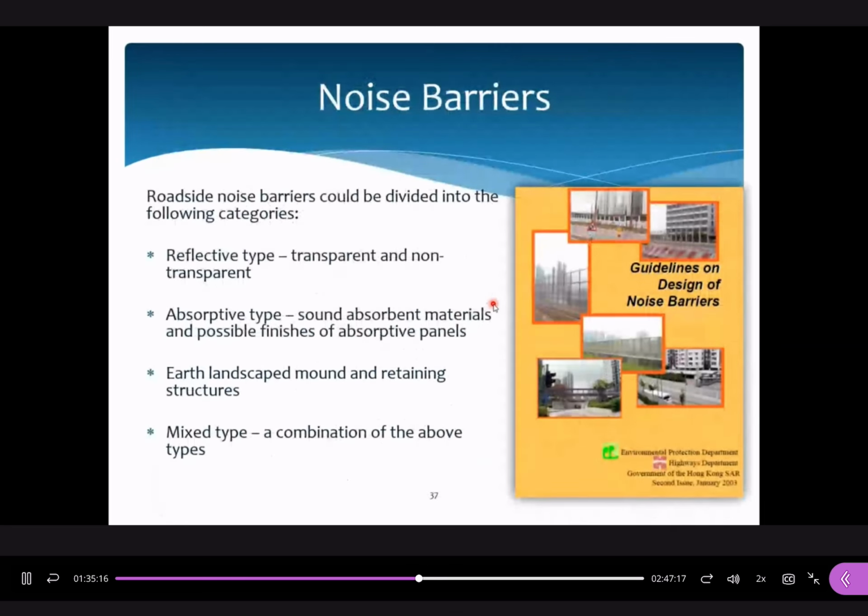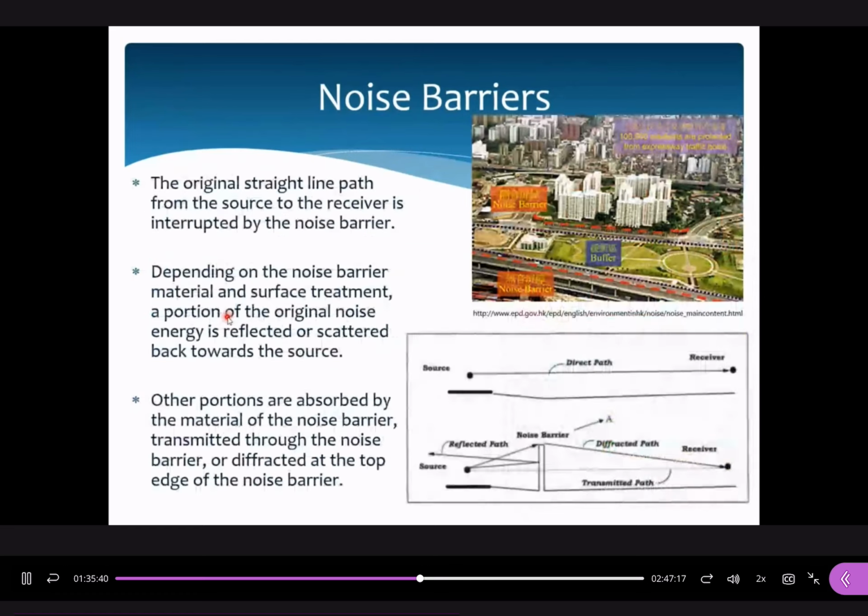When we do the analysis or design a noise barrier, you may refer to the guidelines on design of noise barriers. This document was issued by EPD and also the Highways Department. In general, we have 4 different types: reflective type, absorptive type, retaining structures, or the mixed type, including reflective and absorptive type. I already explained how to draw the path difference here.